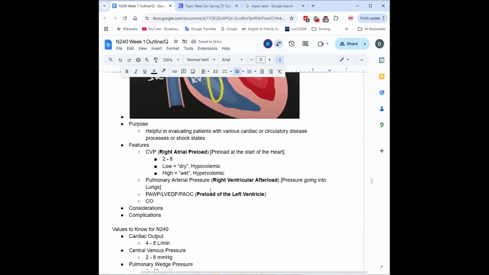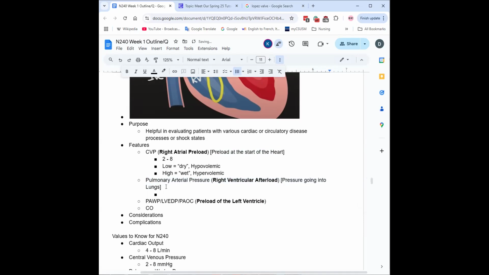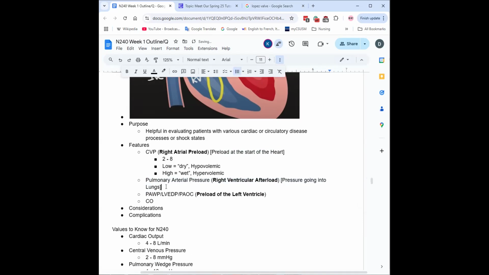We don't focus as much in this class on the pulmonary arterial pressure. So you don't need to know much about the PAP. The only thing off the top of my head I know about PAP is that you can use it to determine pulmonary hypertension, because that's literally the pressure in the lungs. So focus more on this value.